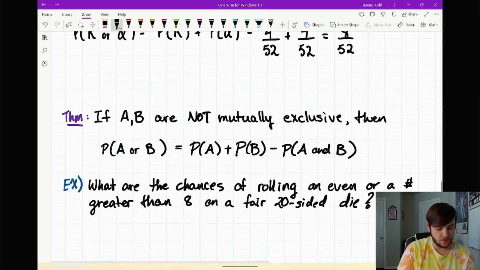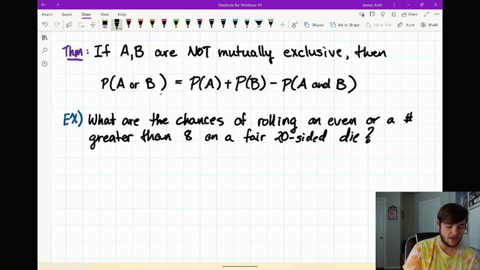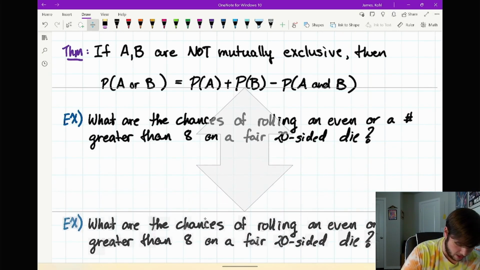But it's a little bit more interesting to look at things that are not mutually exclusive. Because if A and B are not mutually exclusive, meaning that they can happen at the same time, the probability of one or the other happening is the sum of their individual probabilities minus the probability of them both happening at the same time. And I'd like to draw a quick diagram here to show you why.